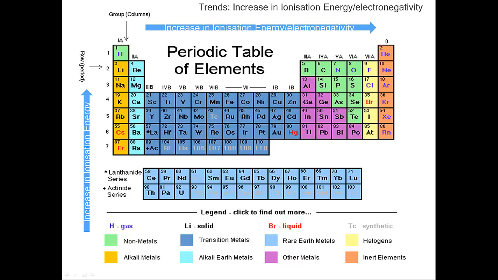So it's going to have an increased ionization energy. It's going to take more energy to remove an electron from fluorine. And lithium, on the other hand, is happy to let go of its electron and has quite a low ionization energy. Francium has a very low ionization energy.